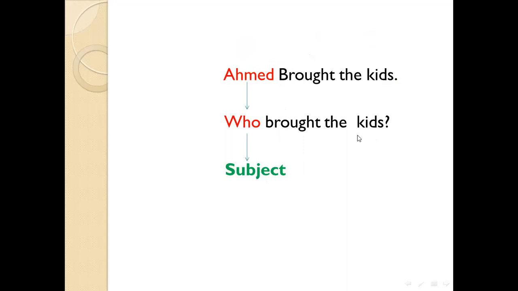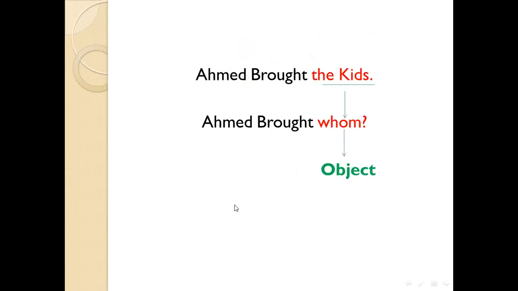Okay, let's go then for the object. The same sentence: Ahmed brought the kids. Now, Ahmed is the subject. He's the one who's doing the verb, and brought here is the verb in the sentence. Ahmed brought what? Brought the kids. So kids here, again, is the object, and the verb is brought, and Ahmed is the subject. And if you can notice, the object always comes after the verb.